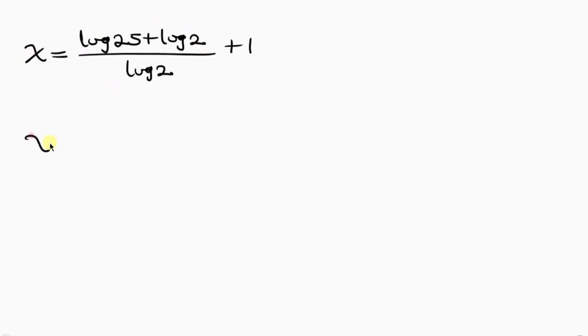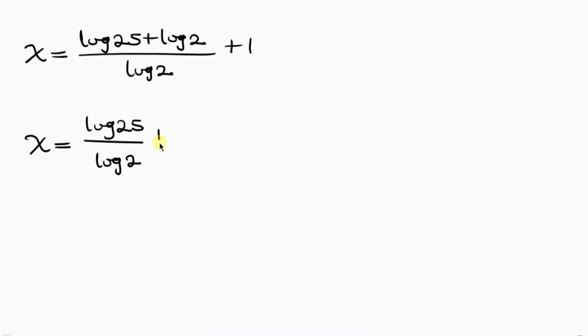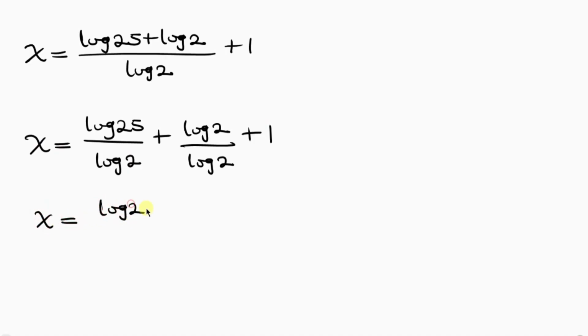So we have x equal to log 25 divided by the common denominator, which is log 2, plus log 2 divided by the common denominator, log 2, and then we have plus 1. Now simplifying further, x will be log 25 divided by log 2, and then plus log 2 divided by log 2, which is 1, plus 1.